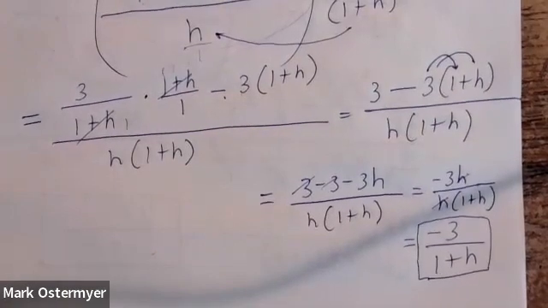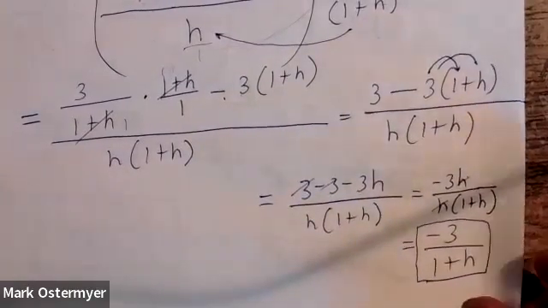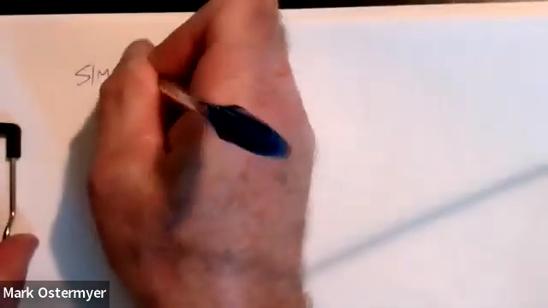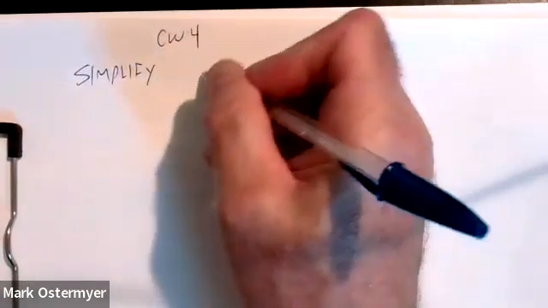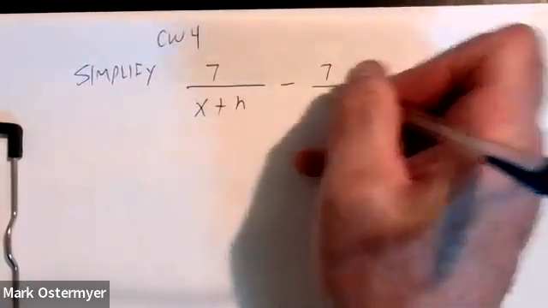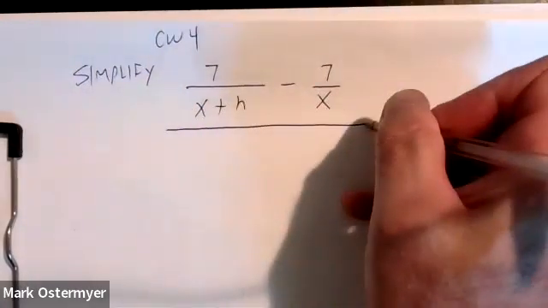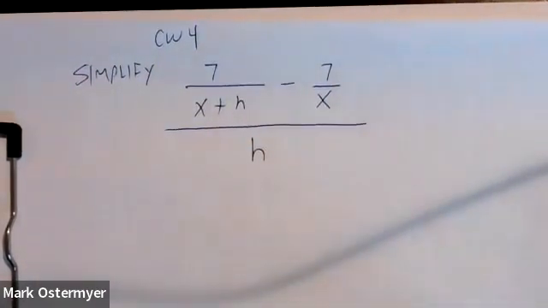One last problem, ladies. I'm only going to give you one problem for classwork 4, okay? Just one, and this will close the door on the session. I would like you to try to simplify this. Classwork, I believe we're up to number 4. Let's try to take 7 over x plus h minus 7 over x, and all this is going to sit over h. See if you can simplify that expression, okay?